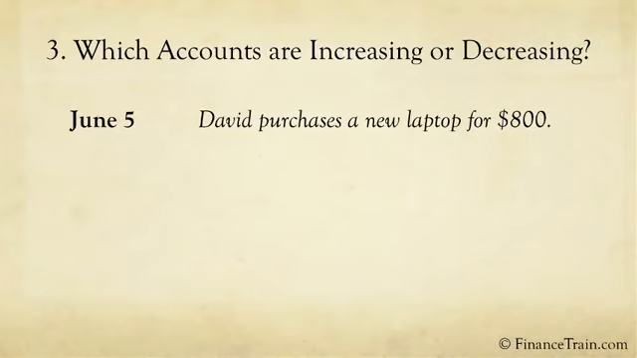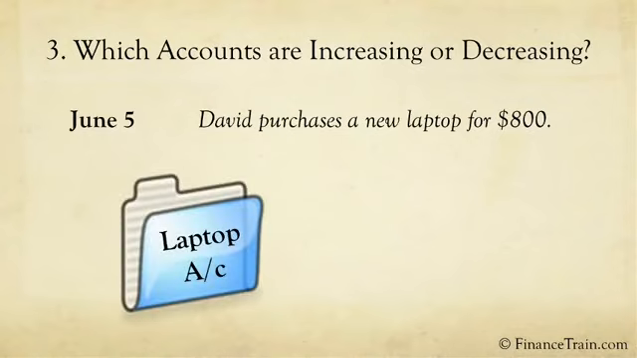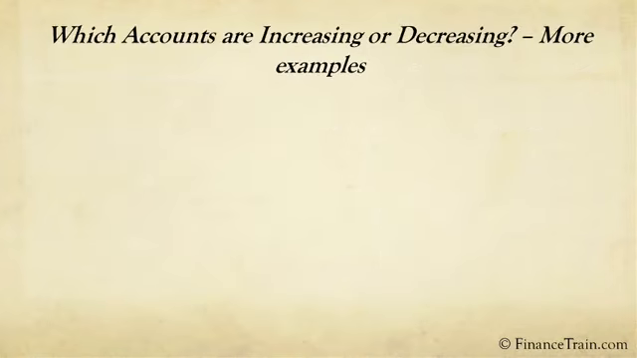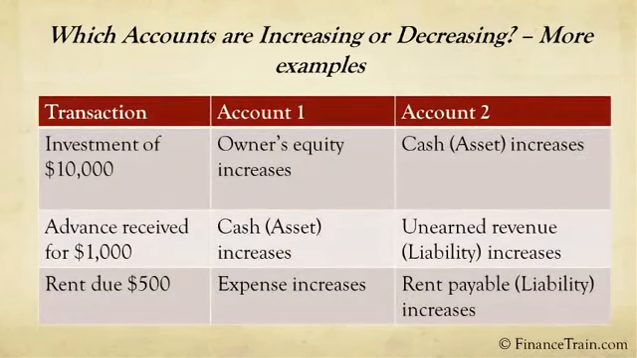Let's go back to our transaction of laptop purchase. We saw that the two accounts affected are the laptop account, which is a fixed asset, and the cash account, which is also an asset account. In this transaction, the laptop account increases and the cash account decreases. This is because the purchase of the laptop increases Web Design Inc.'s equipment resources, but $800 in cash must be given out. Let's look at a few more examples of which accounts are increasing and which ones are decreasing.